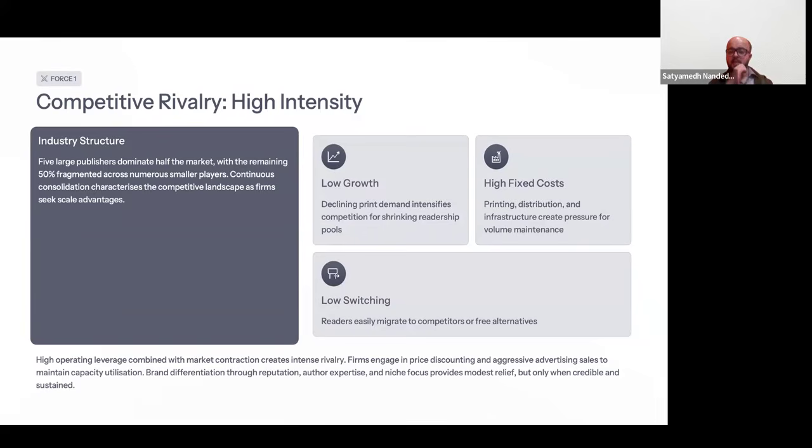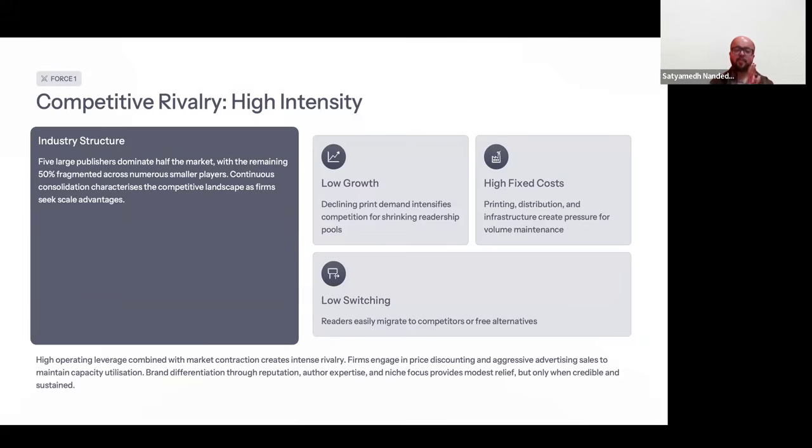And see, it's the print medium, print magazines, they don't really have a very high growth rate. In fact, the growth rate, if anything, is declining. In this particular industry, there are high fixed costs in terms of printing, distribution, infra, and readers can switch very easily from one magazine to another, plus they have free alternatives also. Now your competition here is not just other magazines or other online publishers, but it is podcasts, other forms of electronic media, television, or social media, which is in a way taking readers away from magazines to all of these other channels.